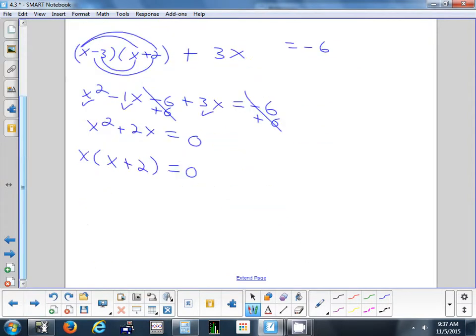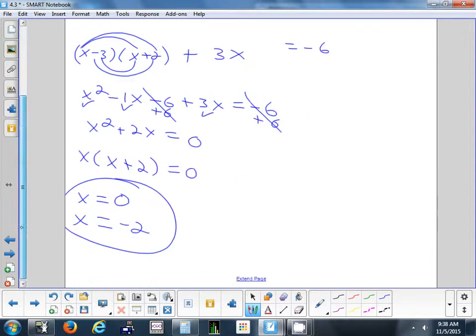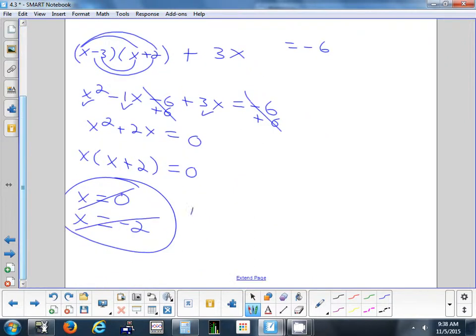Yeah. All right. So now, what would be my two values here that would make the first factor 0? 0 and negative 2. Let's check them. Can I plug 0 into the original? Nope. Can I plug negative 2 into the original? Nope. So what that means, there's no solution. Okay, this is the case where both answers didn't work. Okay, no solution.